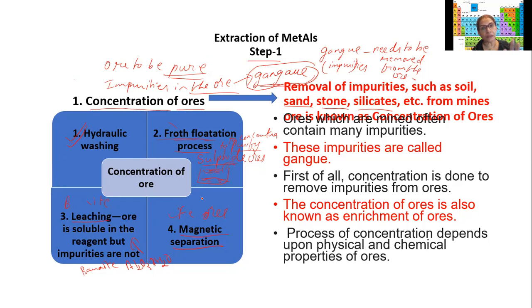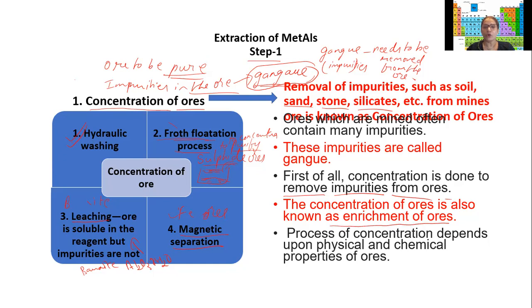So these are the methods of concentration of the ores. Concentration of the ores is removing the impurities from the ores. The concentration of ores is also known as enrichment of the ores. So what are we doing? We are enriching the ores. Removing impurities means the ore has become enriched, the ore has become pure. The ore does not have any more gangue in it.